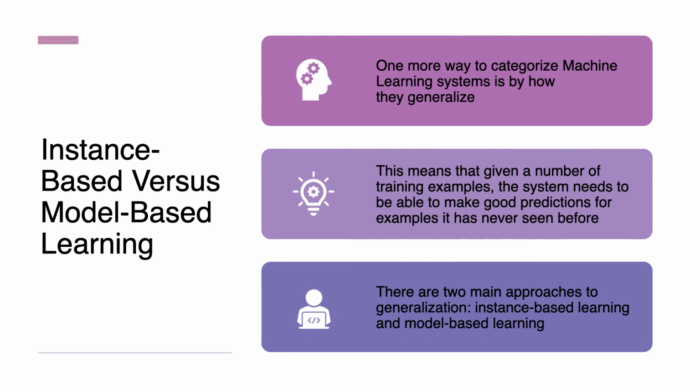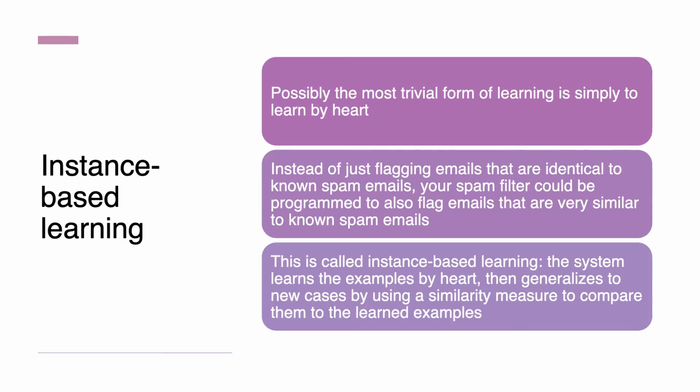There are two main approaches to generalization: instance-based learning and model-based learning. Instance-based learning, possibly the most trivial form of learning, is simply to learn by heart. If you were to create a spam filter this way, it would just flag all emails that are identical to emails that have already been flagged by users. Not the worst solution, but certainly not the best.